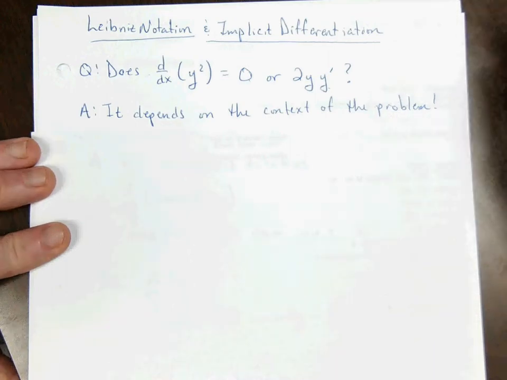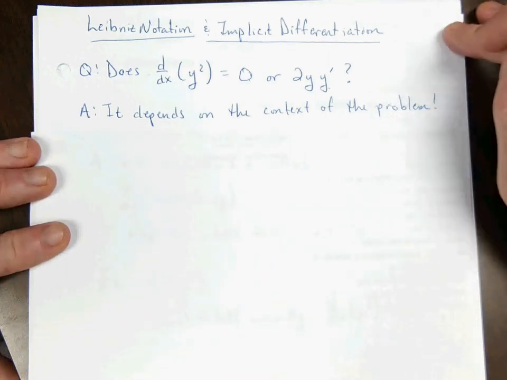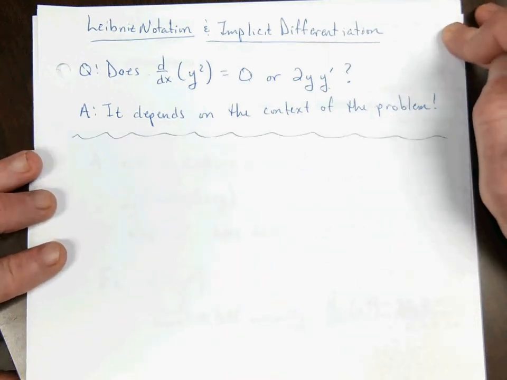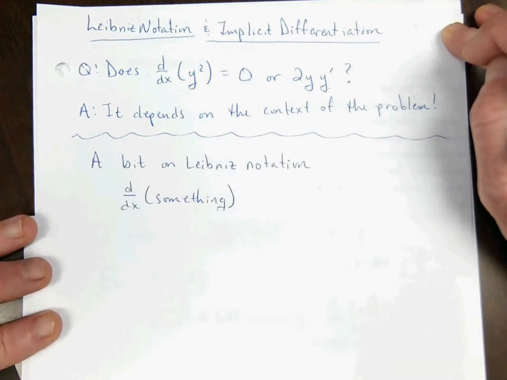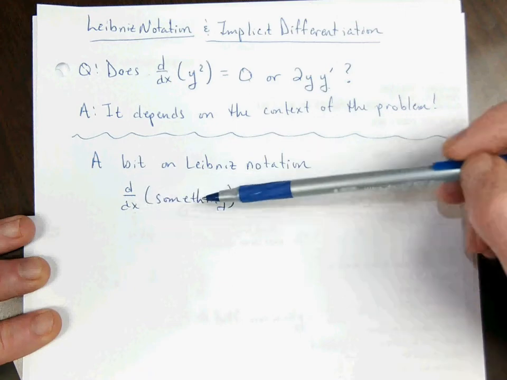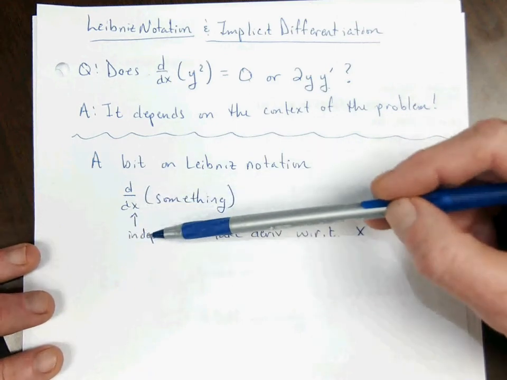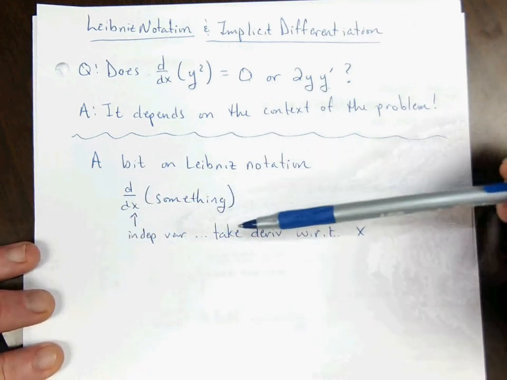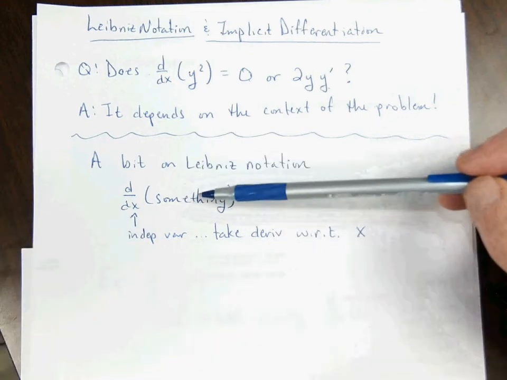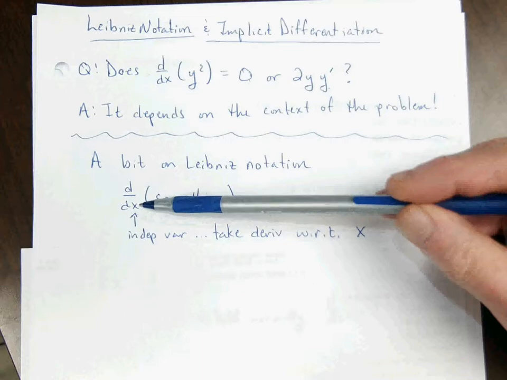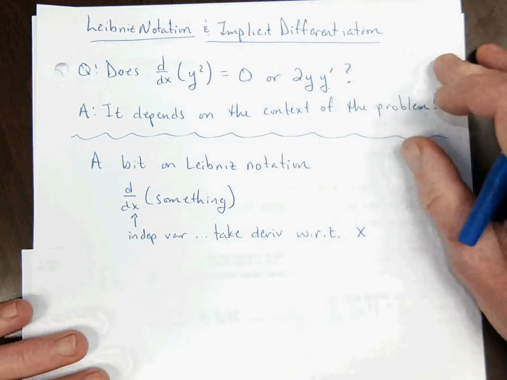So before I try to explain that a little bit more, let's just go back over Leibniz notation and try to understand what it's talking about. Whenever I have d/dx of something, that means to treat x as the independent variable, i.e. we take the derivative with respect to that variable. So whatever variable is in our denominator, we're going to treat as the independent variable.